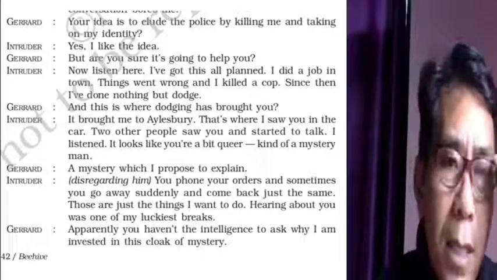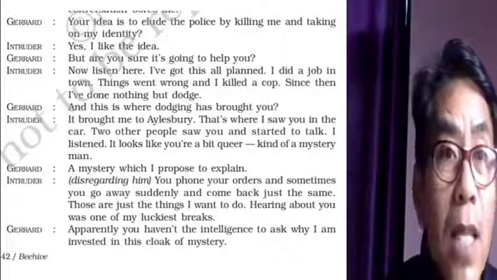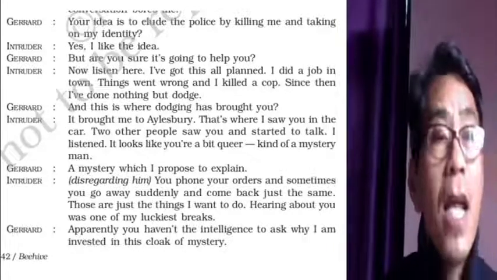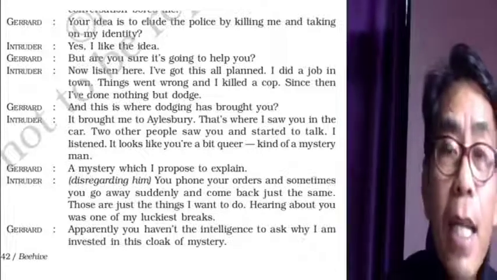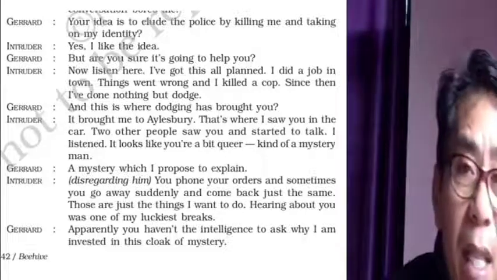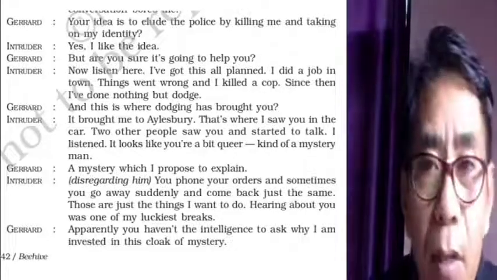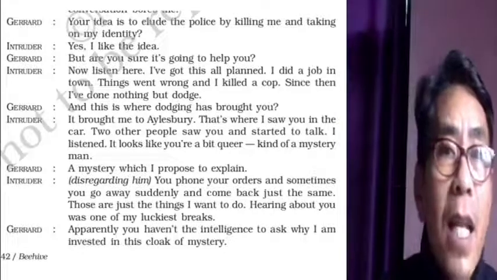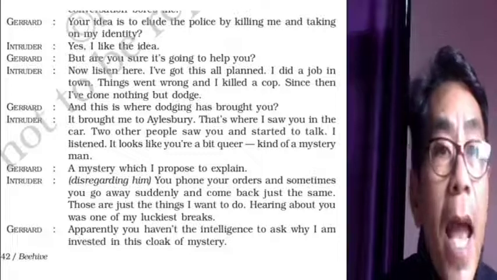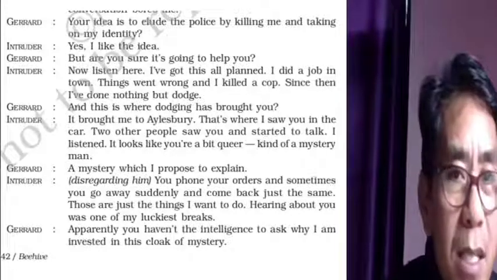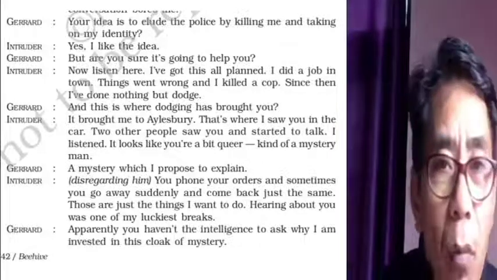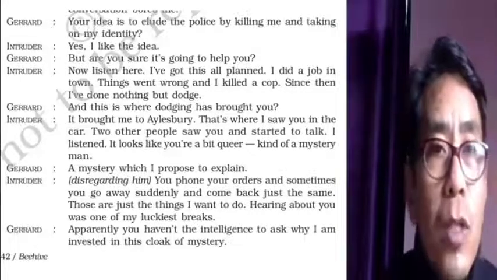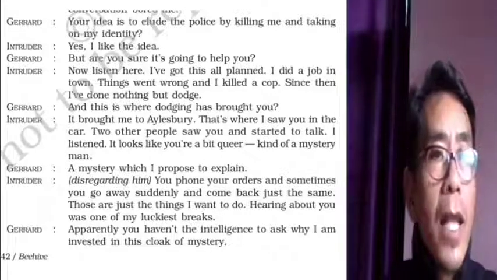Now let us hear the intruder. Now listen here, I've got it all planned. I did a job in the town. Things went wrong and I killed a cop. Since then, I have done nothing but dodge. The intruder said that he had already planned to kill Mr. Jared, and before coming there, he knew something about Mr. Jared. He had done some bad thing in the town and killed one cop. Because of that, the policemen were chasing him, and all this time he had been dodging. Dodging means you avoid, you run away, you hide from somebody. Because he had killed a policeman, he was running away and hiding. That's why he got into Mr. Jared's cottage. So he was telling all this.